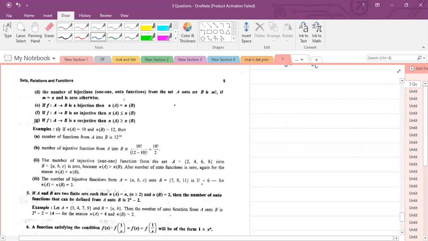Then see this D: the number of bijections, that is, the number of one-one and onto functions from set A to set B, is m factorial if m is equal to n, and 0 otherwise. Okay, so if m is equal to n, then it is m factorial, otherwise it is 0.